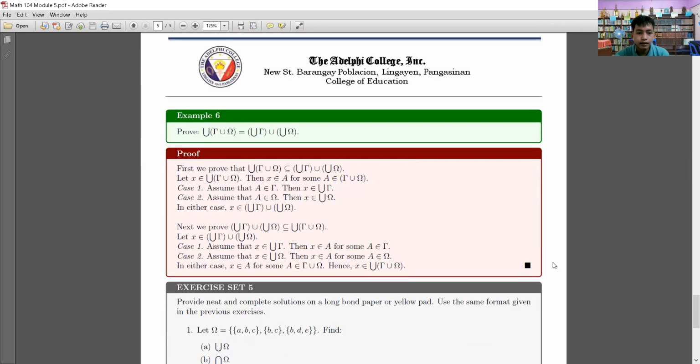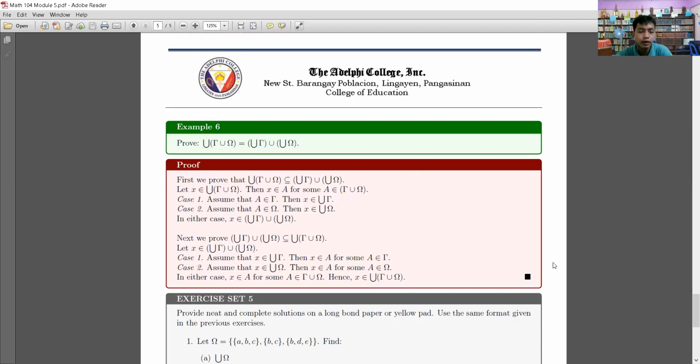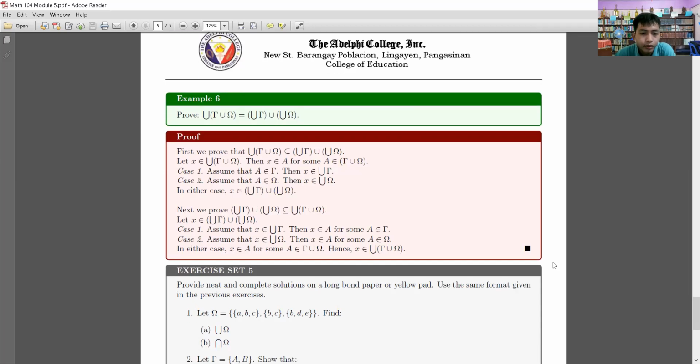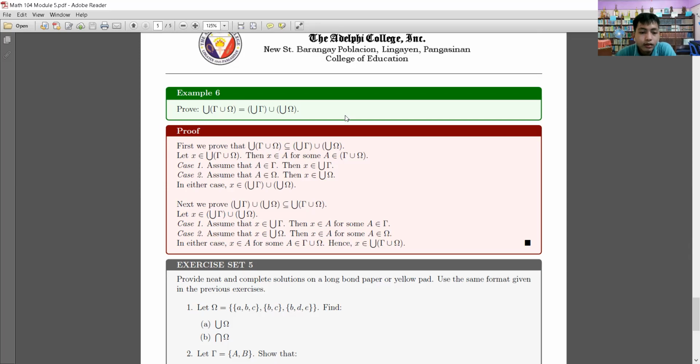Okay. Last example, prove the following. Generalized union of tau union omega is equal to the generalized union of tau union the generalized union of omega. So again, double set inclusion. So first, papakita natin na ito ay subset nun. Next ay ito ay subset ng kabila.